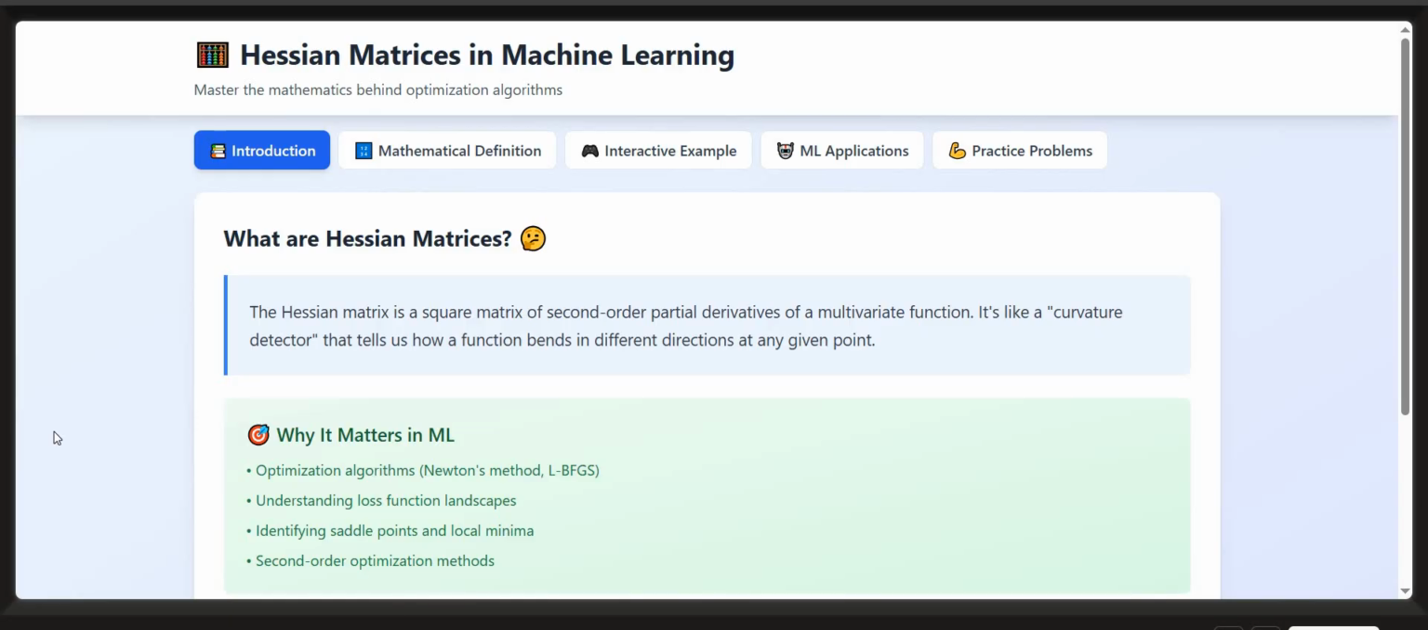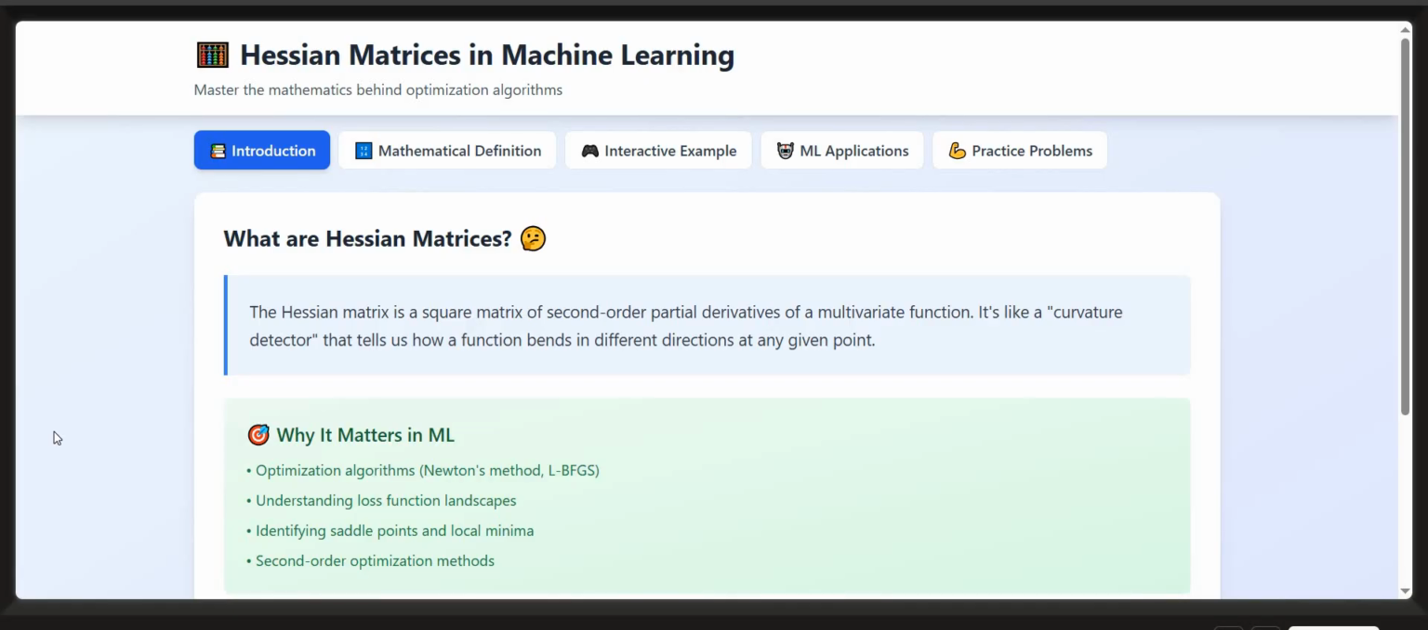And what that really means is it tells us how a function curves or changes in different directions. If you are dealing with a function that depends on multiple variables like x and y, then the Hessian gives you a way to measure how that surface bends at any given point. So, in simple terms, it's like a curvature detector.